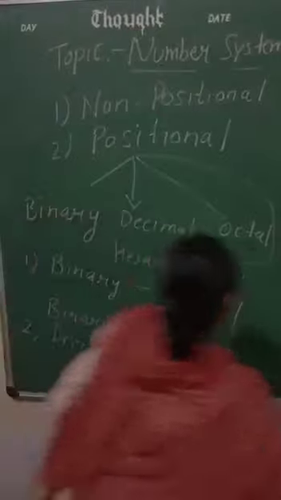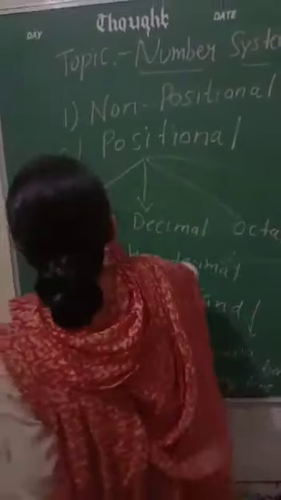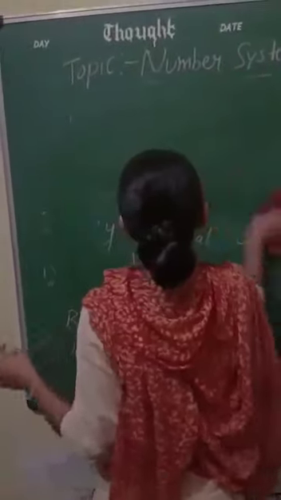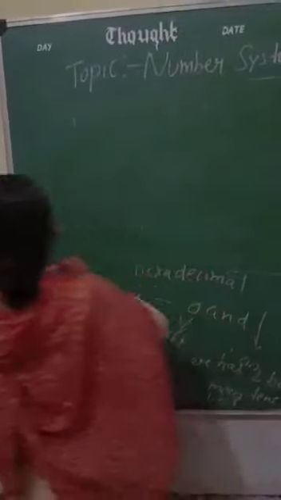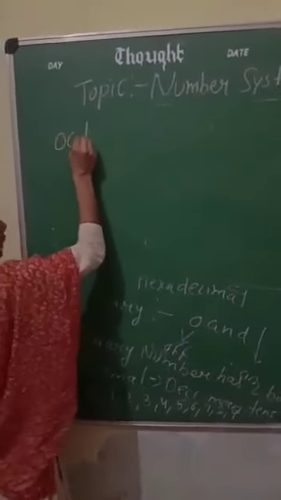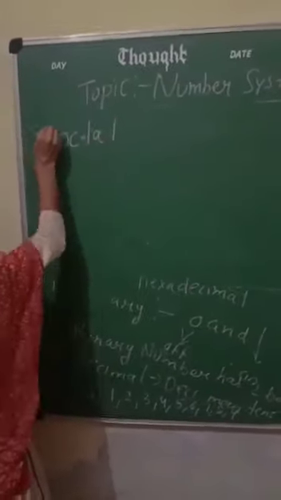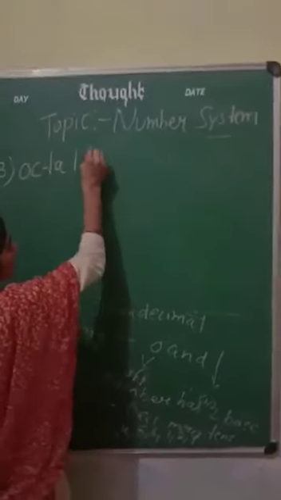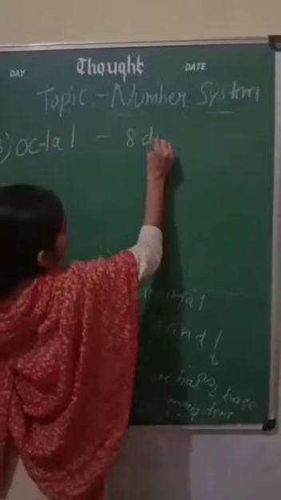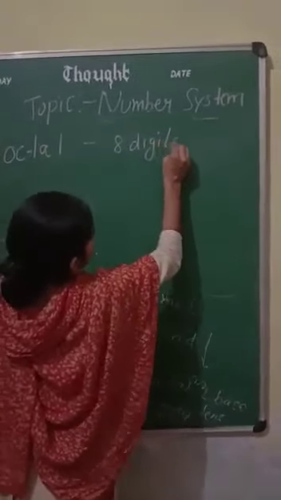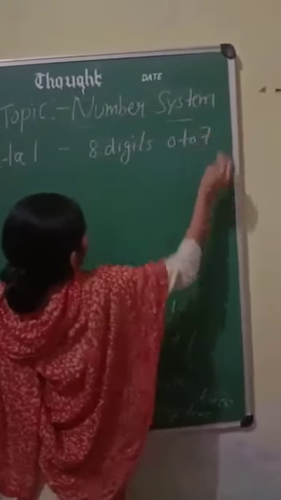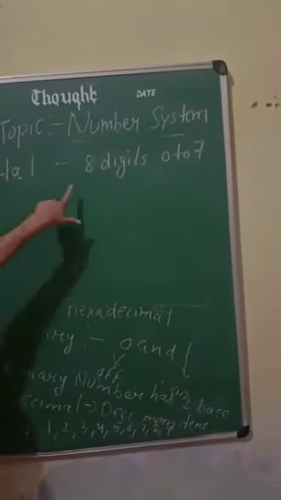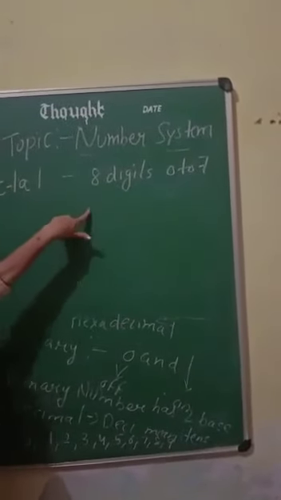Binary is 2, decimal is 10 and next is octal. The third one is octal. The octal number system has 8 digits. How many digits? 8 digits, 0 to 7. So the base of octal is 8. The base of octal is 8.